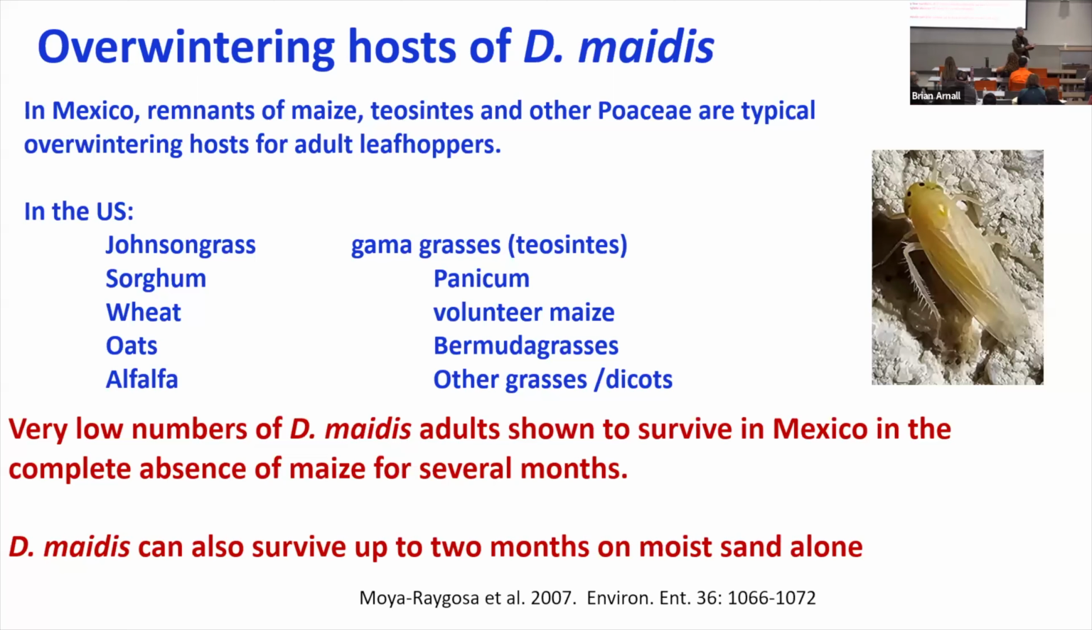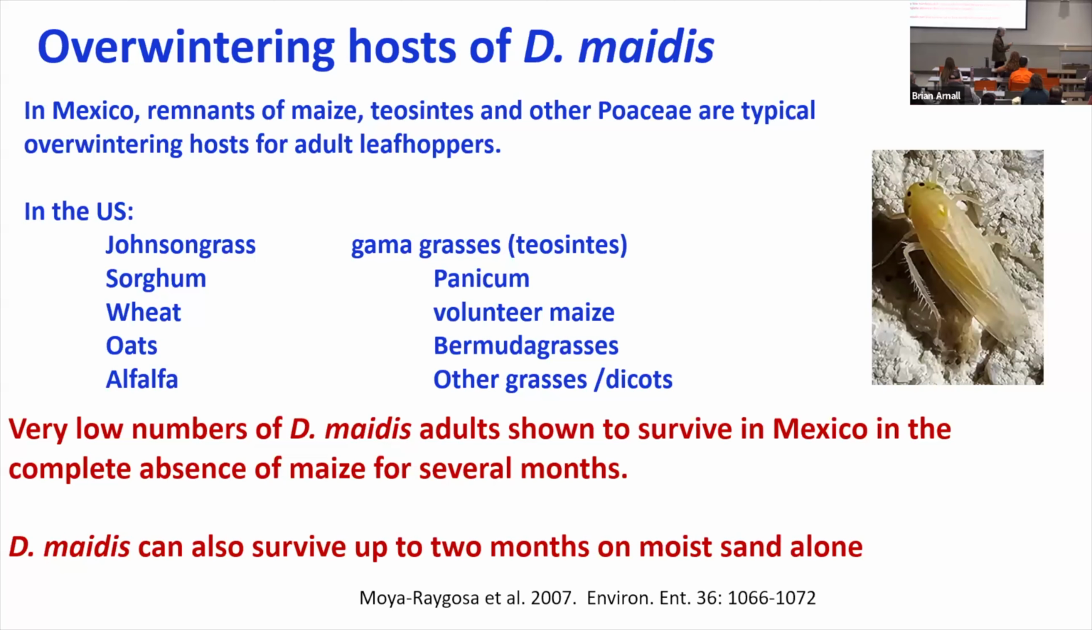Okay, in Mexico, it's maize and the teosinte and other grasses where they are known to overwinter. In the US, it's suspected that Johnson grass, sorghum, wheat, oats, alfalfa, the gamma grasses, panicums, volunteer maize, Bermuda grasses, other dicots. I happen to know personally that Johnson grass, oats are excellent feeding hosts for Dalbulus maidis. I did this work as a graduate student. They probably feed very well on some of these other hosts, but again, they do not reproduce on those hosts.